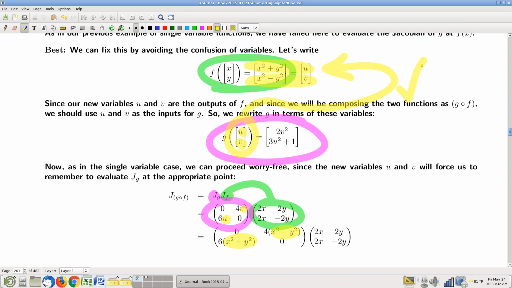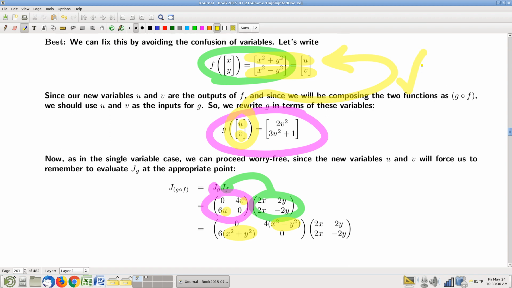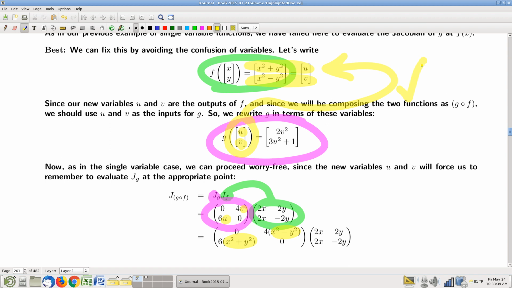How we doing? Is everybody happy? Yep. Doesn't matter if you substitute before or after you multiply the matrices, right? Does not matter. That's right. Either way is fine.